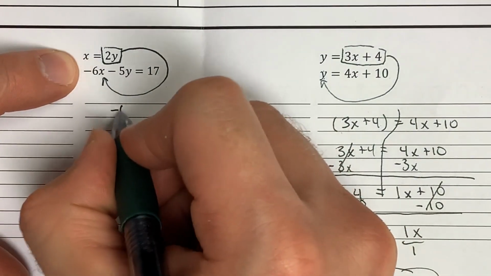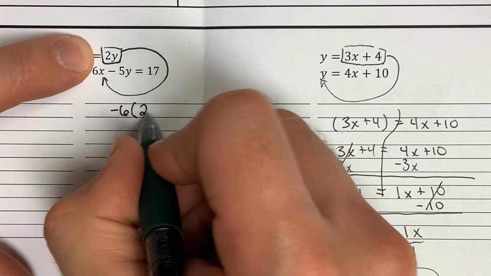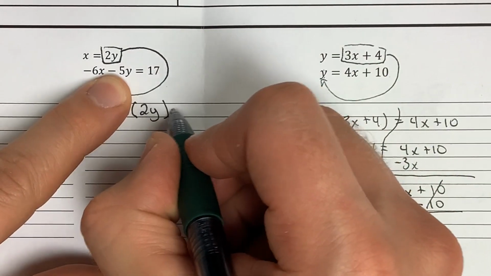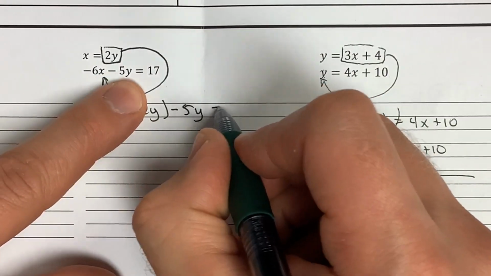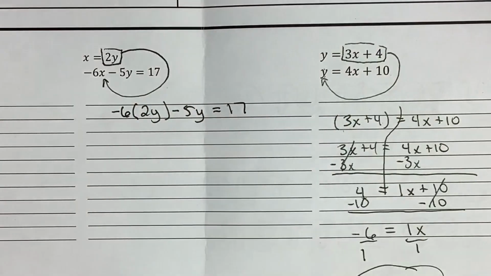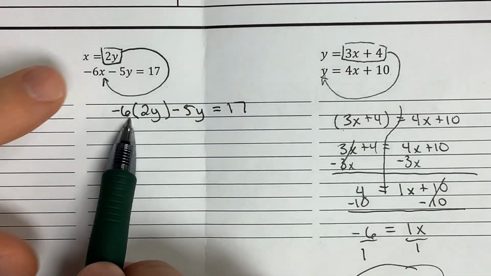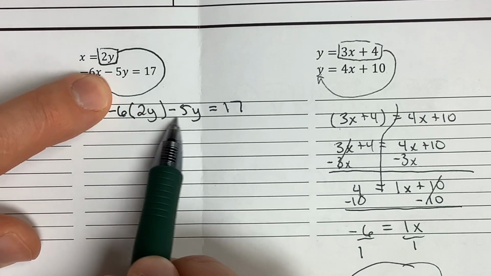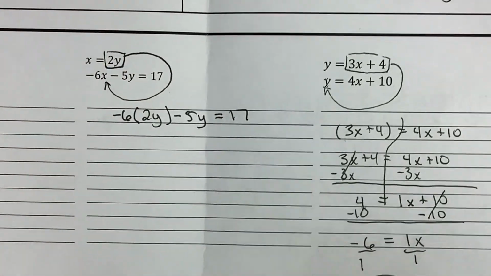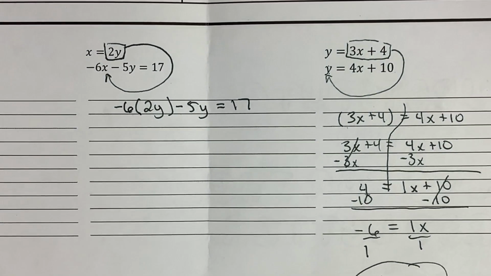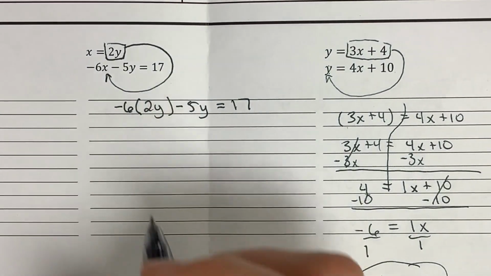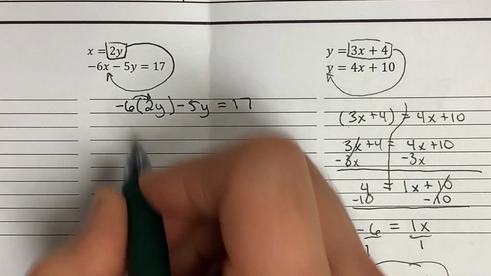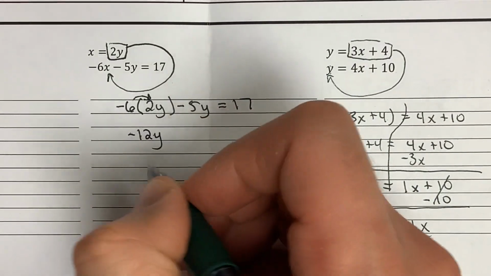I have negative 6, parentheses, 2y, end parentheses. Rewrite the rest as is. Don't forget any signs, any numbers, any equal signs, any letters. There we go. So, negative 6, took out the x, I plugged in 2y, minus 5y equals 17. And there we go. Now I can solve for the first variable. First things first, I see some parentheses. We're going to multiply, distribute. Negative 6 times 2, negative 12y.